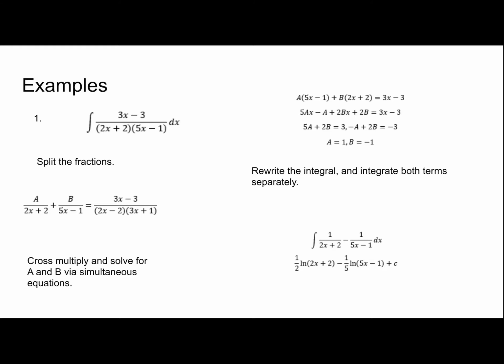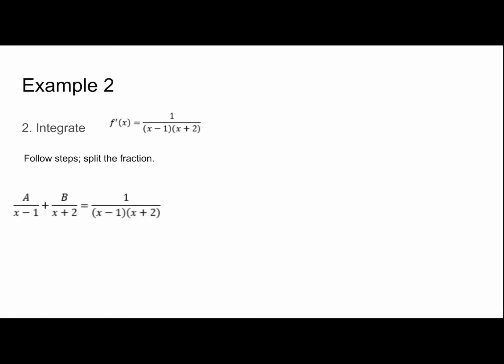That's your final answer for this question. Example number 2. Integrate f'(x) equals 1 over (x minus 1) times (x plus 2). So another easy question here, we can just split the fractions up and we get our a and our b. Find our a and our b, and we can integrate. So follow the steps, split the fraction.